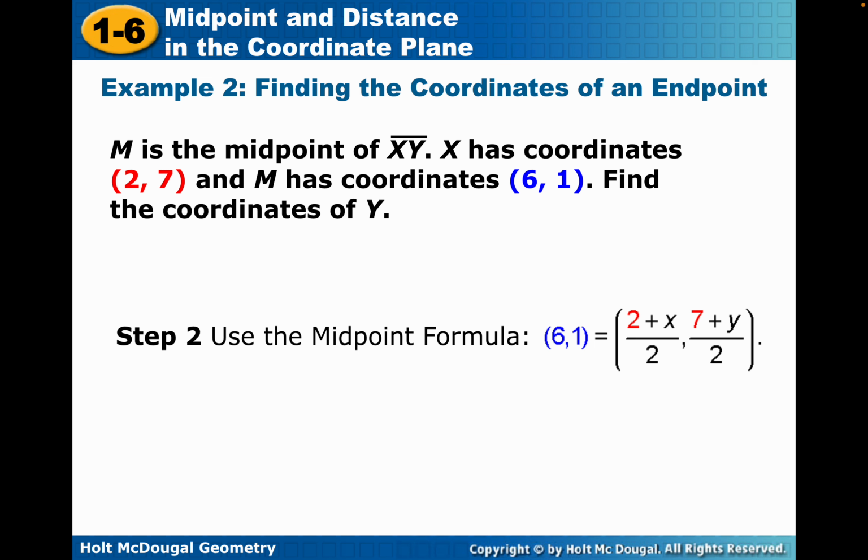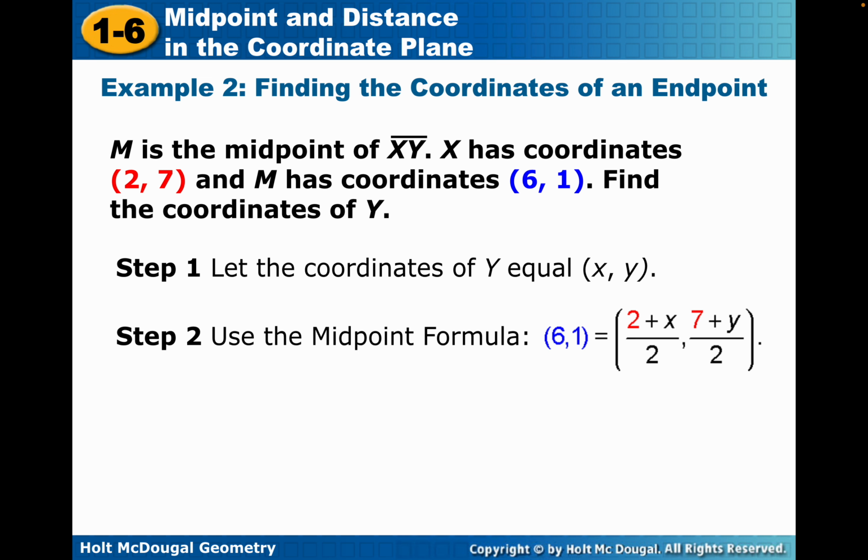Okay, so we have to solve for y. So it kind of already tells us what we're going to do right there. So we got to set the coordinates of y equal to xy. So we're still going to be using our equation of x1 plus x2 over 2, y1 plus y2 over 2. Okay, and that's what m equals. Well, this time our m, we have 6, 1. Okay? And then we're going to use our x as our x1 and y1.